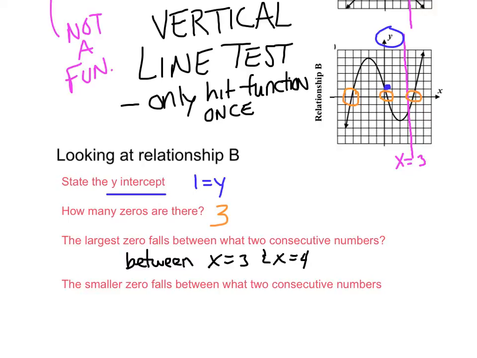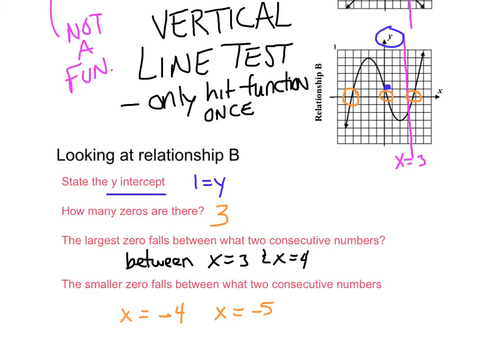And then my last question there, the smaller 0 falls between what two consecutive numbers? So again, here's my smaller of the zeros. There were 3, the smaller one's down here. We'll just have to count it out. 1, 2, 3, 4, and 5. So I would say between x equals -4 and x equals -5.